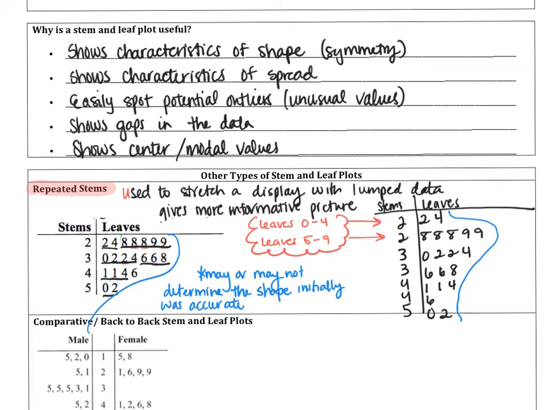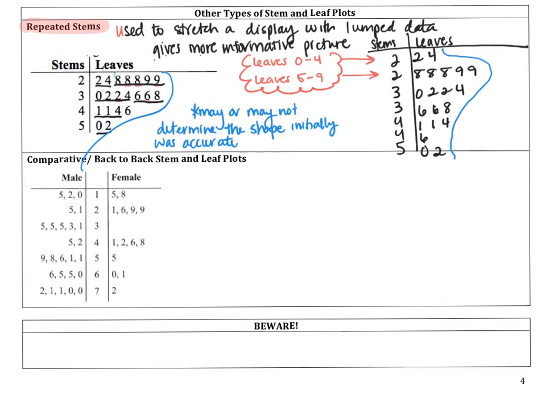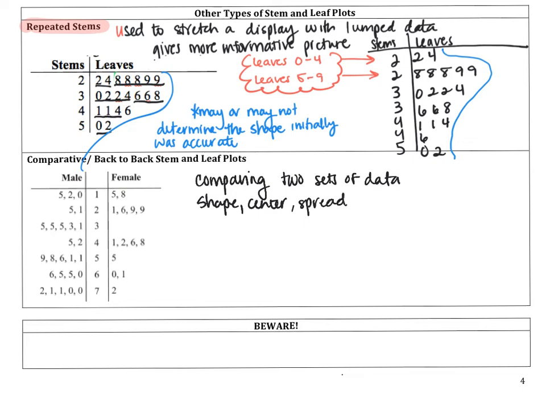Okay. And next we've got back-to-back stem and leaf plots. We use these when we are comparing 2 sets of data. We can see the shape, the center, and the spread easily for 2 variables. Or for the same variable, I'm sorry, but 2 different sets of data.